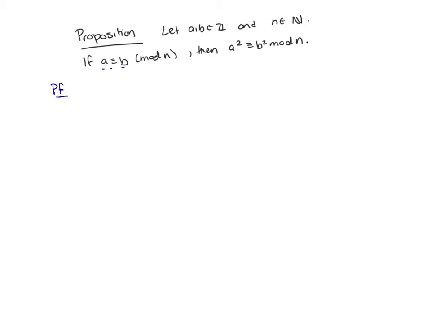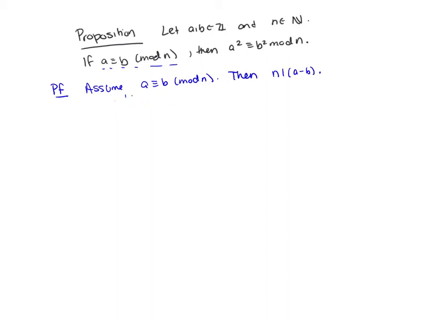So I'm going to start with assuming my if. So let's assume that a is congruent to b mod n. And then I'll go ahead and immediately unpack that definition. So that means that a minus b is divisible by n, or n divides a minus b. I don't really need that to be on its own line, so let me pop that up here.